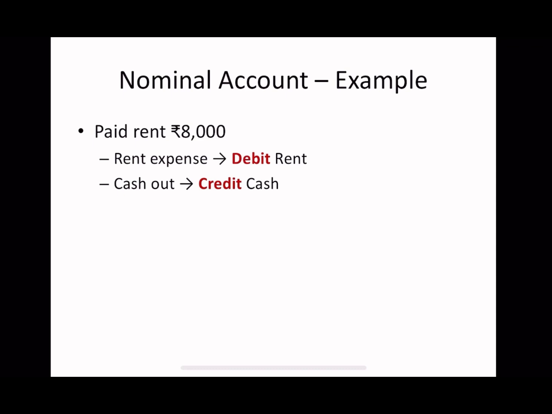The example of nominal account: paid rent rupees 8,000. Rent is an expense, so rent account is debited. Cash goes out of the business, so cash account is credited. Journal entry will be rent account debit to cash account.